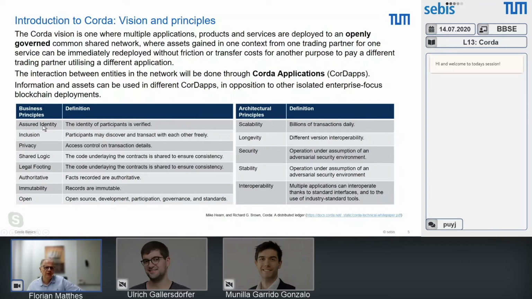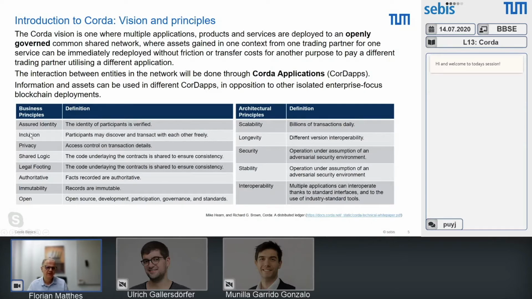So one assumption was that they said we want to have an assured identity because, as you know, know your customer and all this verification in banking is very important. So trust is based on the identity. You want to know whether you interact now with Deutsche Bank, or you interact with Florian Mattes, or you interact with a GmbH or a certain company. So they say this is important. We don't want to have pseudonymity. We want to go for assured identity, so the identity of our participants is verified.